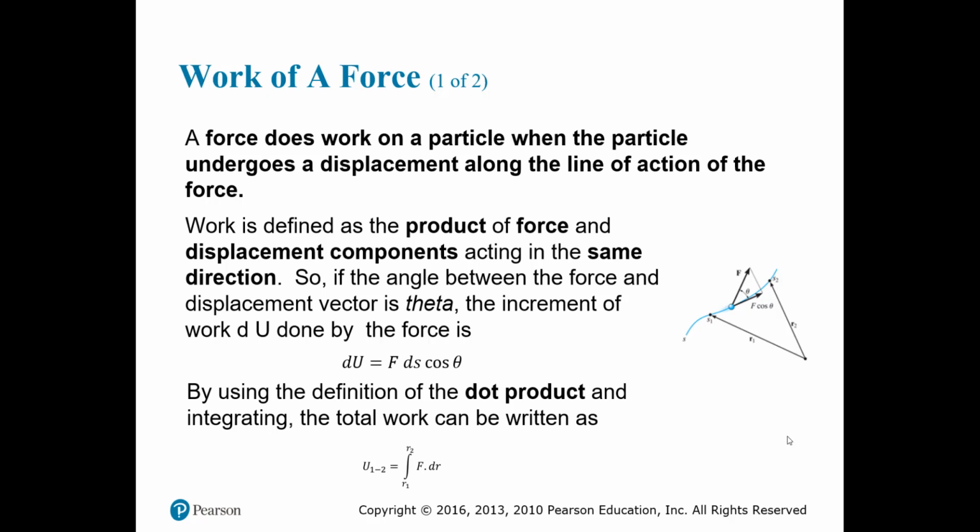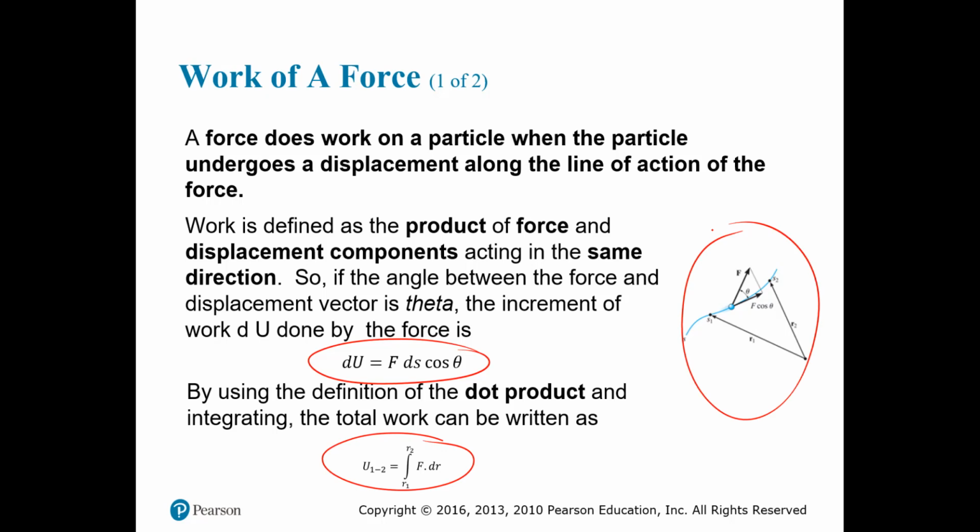Work is defined as the product of the force and displacement, both components acting in the same direction. If the angle between the force and displacement is theta, the increment of work dU done by the force will be given by this equation. Then, using the definition of the dot product and integrating, the total amount of work can be written as the following formula. And this is what the diagram shows.